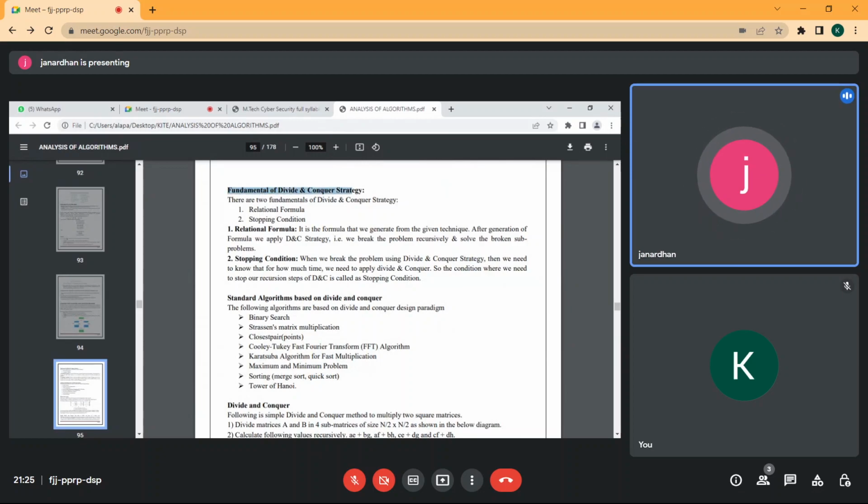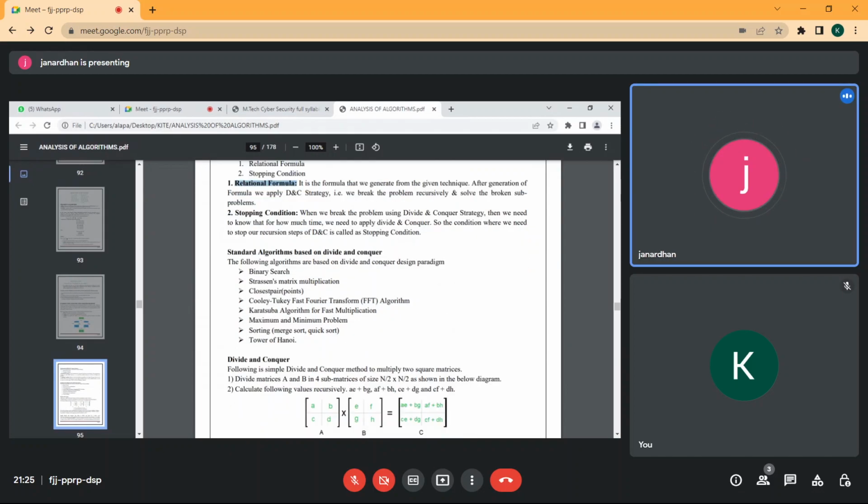Fundamentals of divide and conquer strategy. There are two fundamentals of divide and conquer strategy: relational formula and stopping condition. Relational formula is the formula that we generate from the given technique. After generation of the formula, we apply the D and C strategy. That is, we break the problem recursively and solve the broken subproblems.